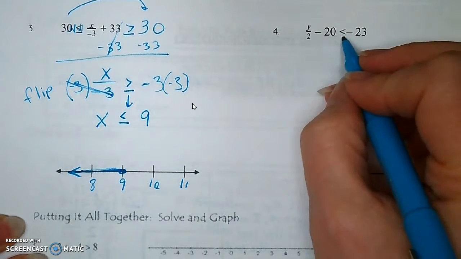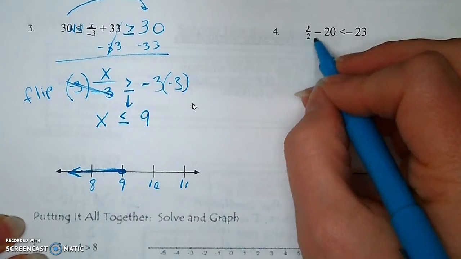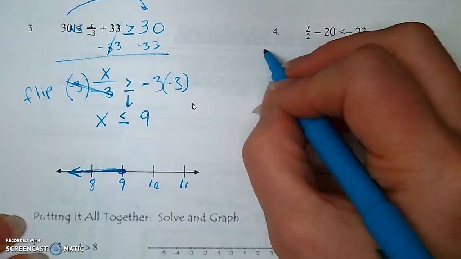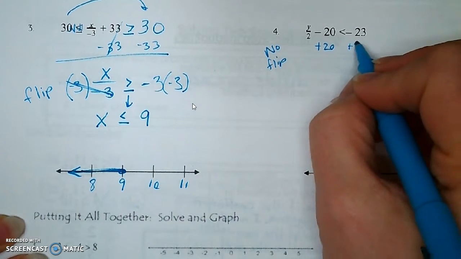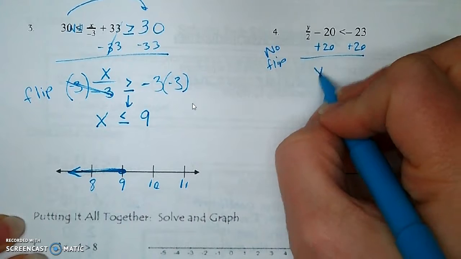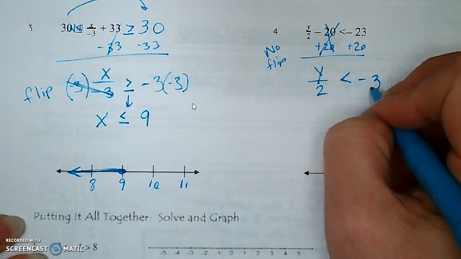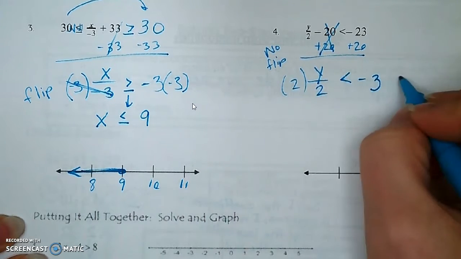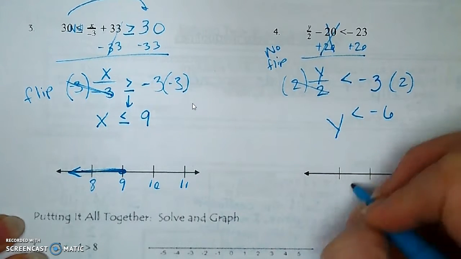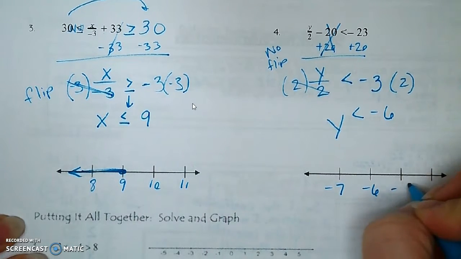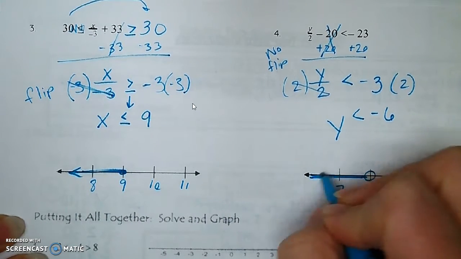Over here, my variable's on the left, so I don't need to move anything. My variable, I notice, is being divided by a positive number, so no flipping at the end, no flip of my inequality. We've got an open circle, and it's going this way again.